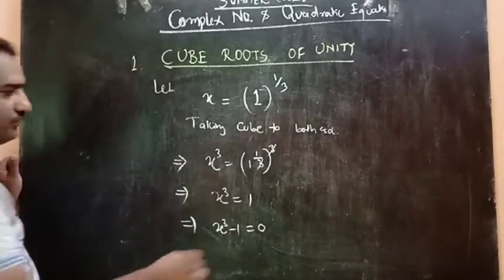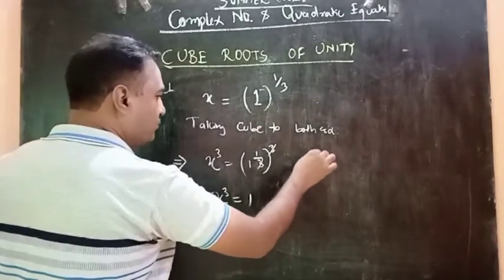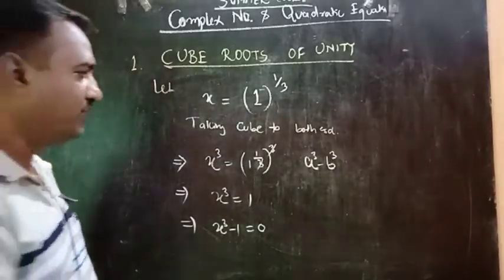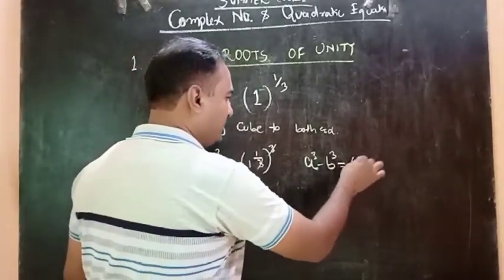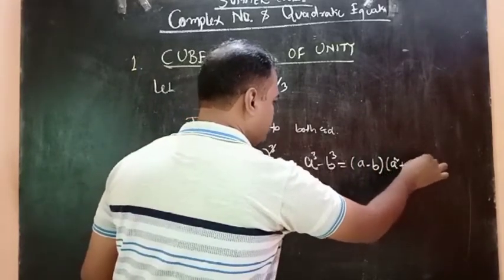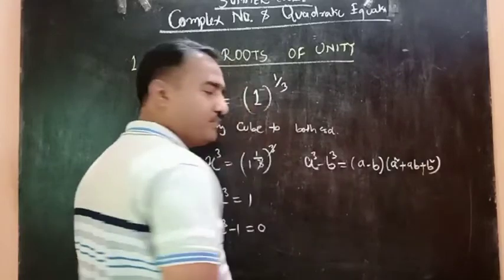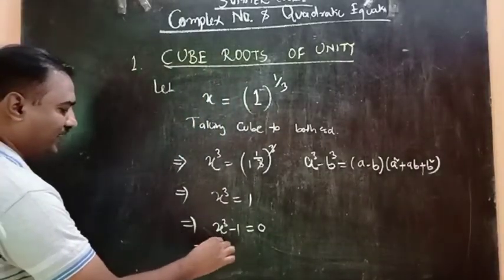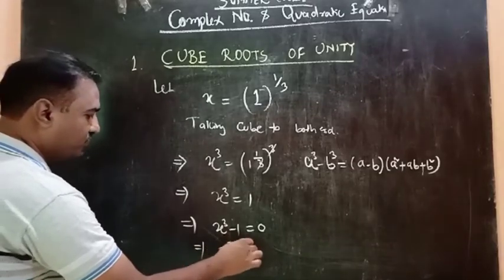Okay, so we know the formula a cube minus b cube. Who remembers the formula of a cube minus b cube? We have studied it in class 9. It is (a minus b)(a square plus ab plus b square). So this is the formula of a cube minus b cube. Here x cube is there, and I will write 1 as 1 cube: x cube minus 1 cube is equal to 0.